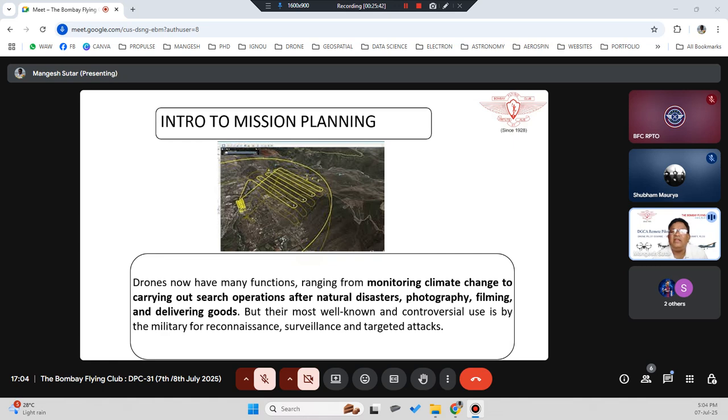So in India, nobody is giving that kind of training as of now, because nobody has that kind of drones for training purposes. So I suggested some options available outside. Either he can contact them, or he can develop some kind of work along with them. Okay, that is what I told. So drones now have many functions, ranging from monitoring climate change to carrying out search operations after natural disasters, photography, filming, delivering goods.